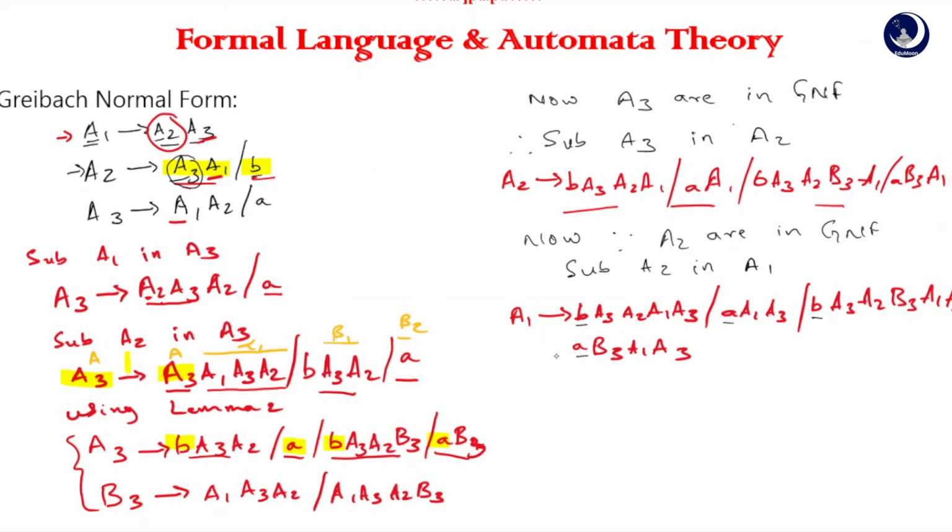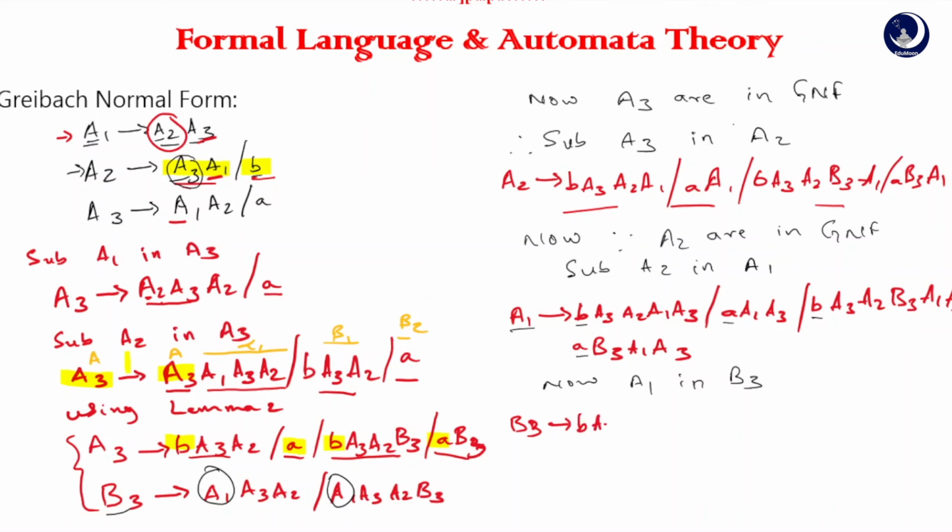So now we can substitute A1, because B3 is still left out. B3 is also part of the grammar and it is starting with A1. So for these two productions, just substitute all A1. Substituting A1 in B3, we get all the B3 productions also in GNF. So the B3 productions will be just substituting all these production rules in this one.